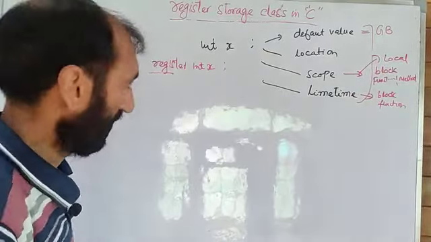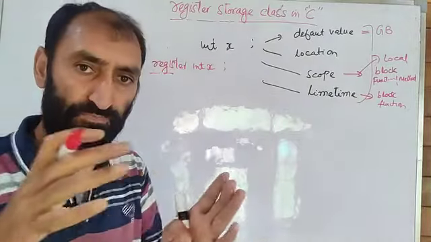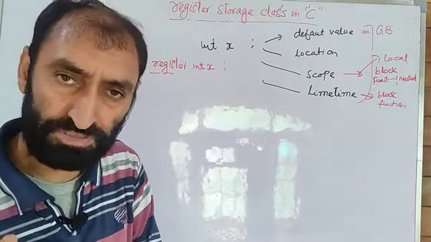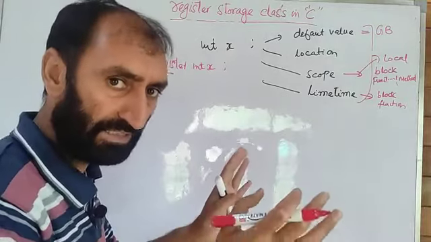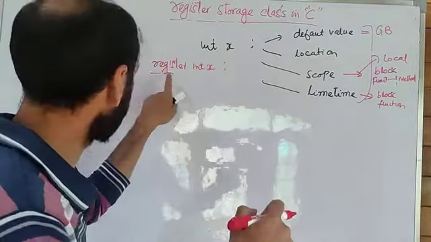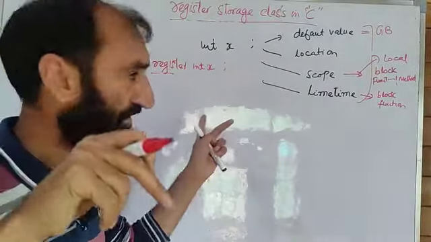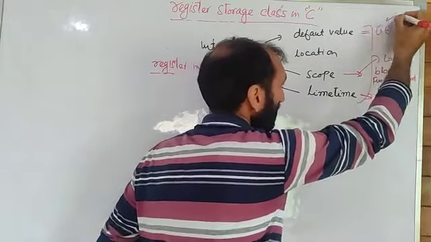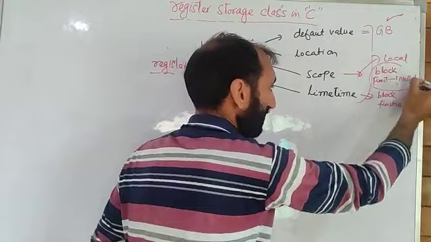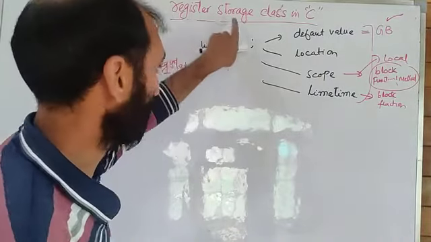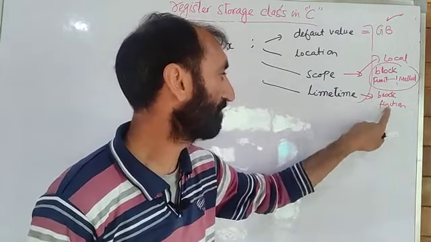Okay. Up to this point, we know the auto storage class and the register storage class. The similarity between them is that both auto as well as register storage class have the default value, garbage value. And second, the scope in both cases, register as well as auto, is block scope or function scope, and lifetime is also block and function scope.